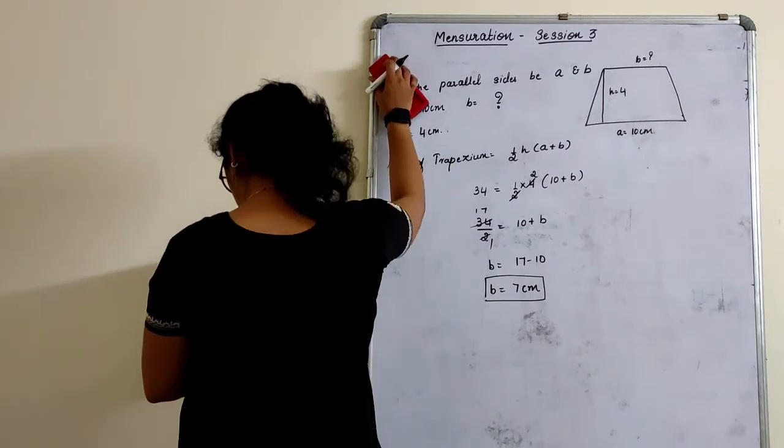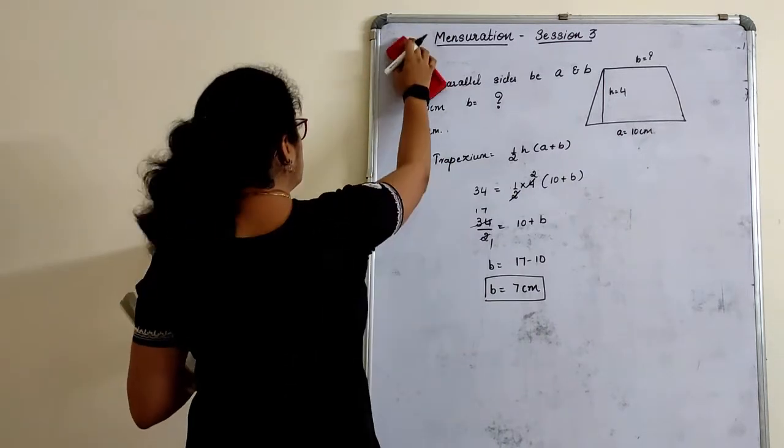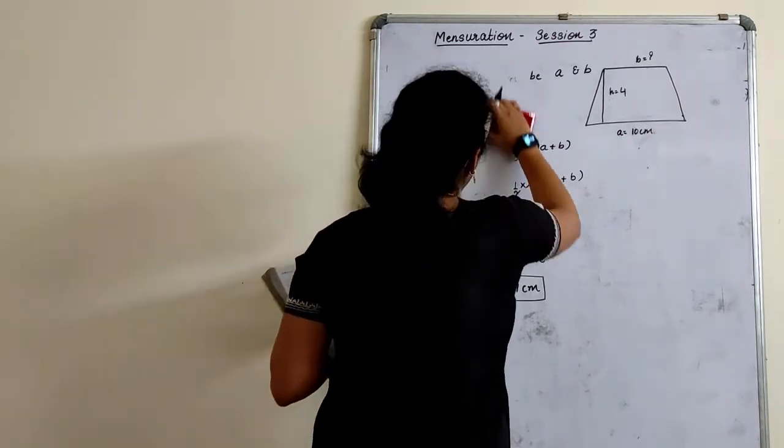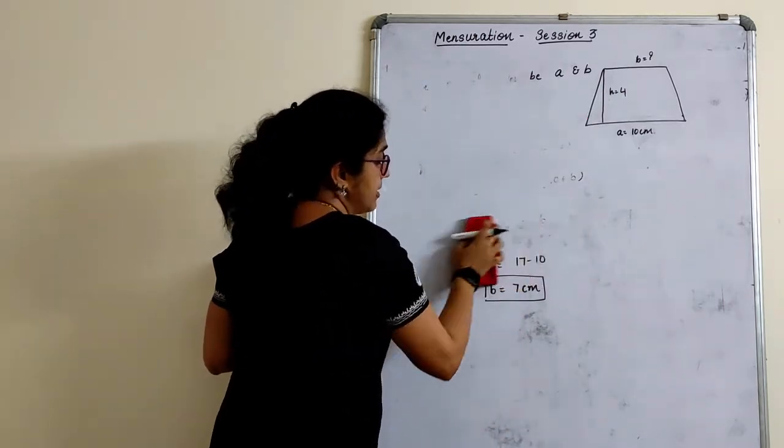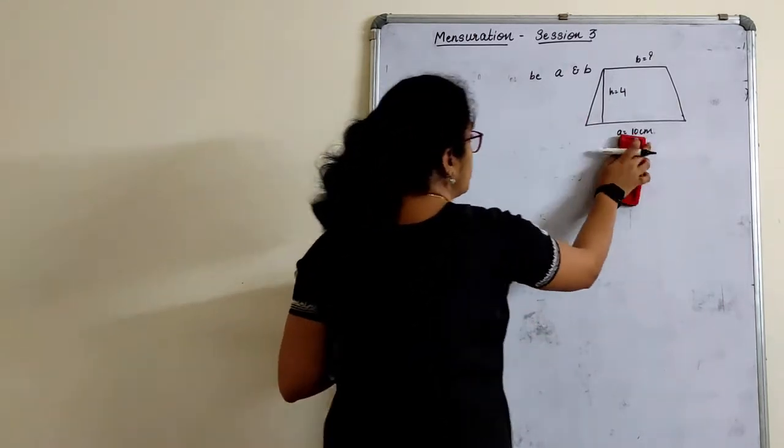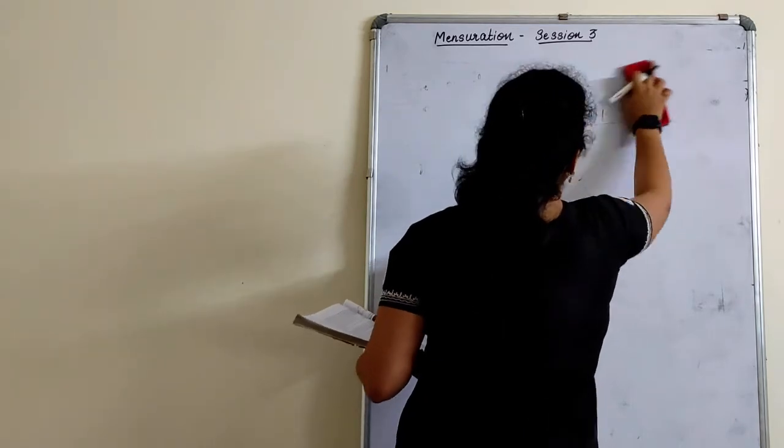Sums are very simple, children. There are around 11 sums. We'll divide the exercise into half. I'll not hurry up in completing the exercise. We'll go a bit slow. So we'll make this exercise into 2 sessions.